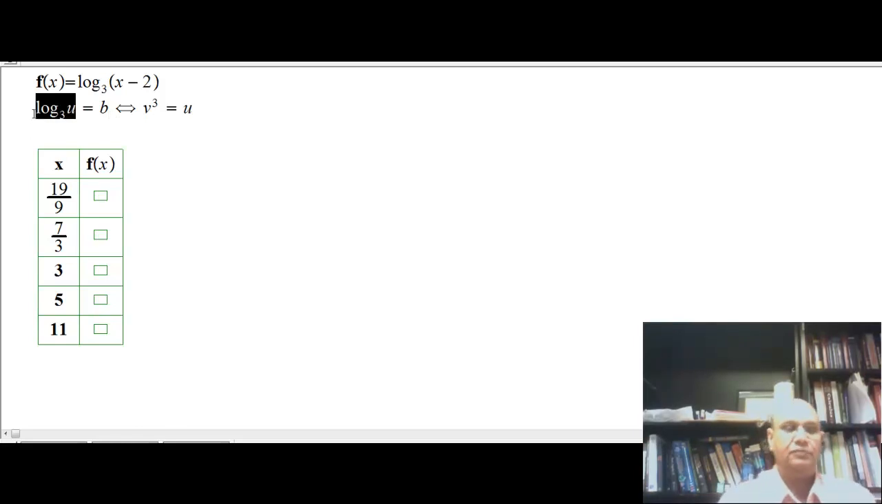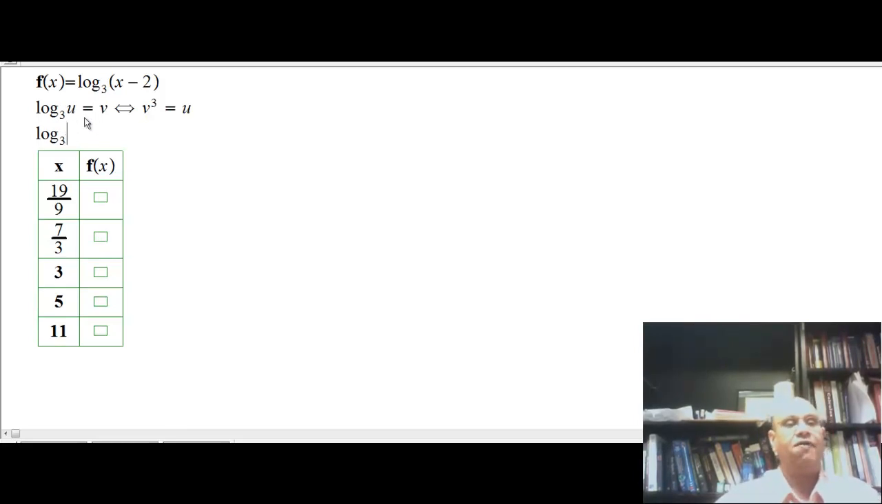Is it supposed to be v or b? It's v, I changed that one. Thank you so much. Say for instance, let's do the whole numbers first, then we'll come back to the fractions. So I have to evaluate the function at the value 3, right?